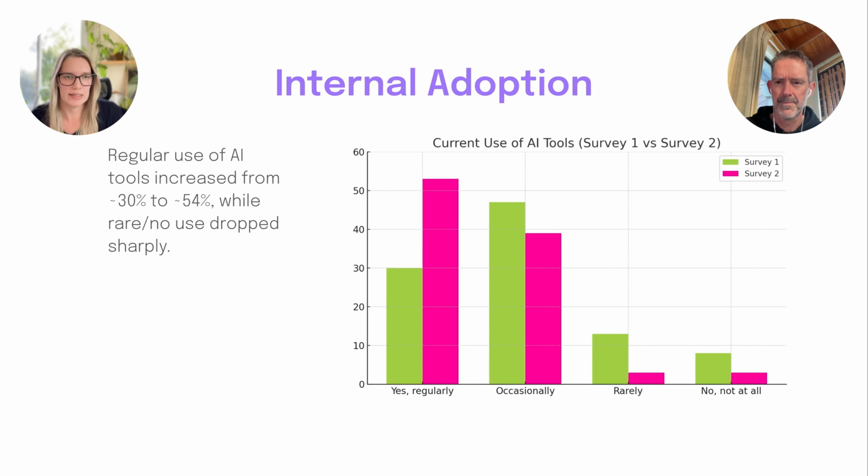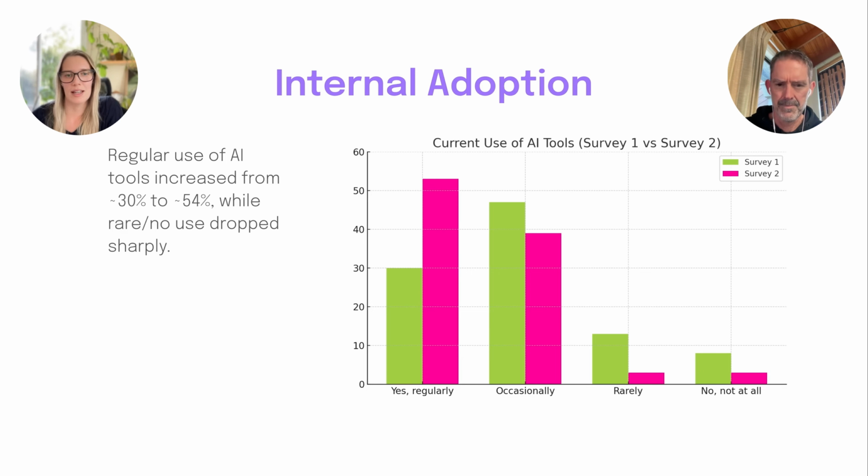Whereas now after survey 2, you can see that a lot of those have shifted into that yes regularly. And we've seen a little bit of a drop in the occasionally as those people move into that regular use. So now we can see here, we've got regular use of AI tools has increased from 30% to around 54%, which again was a really encouraging stat.